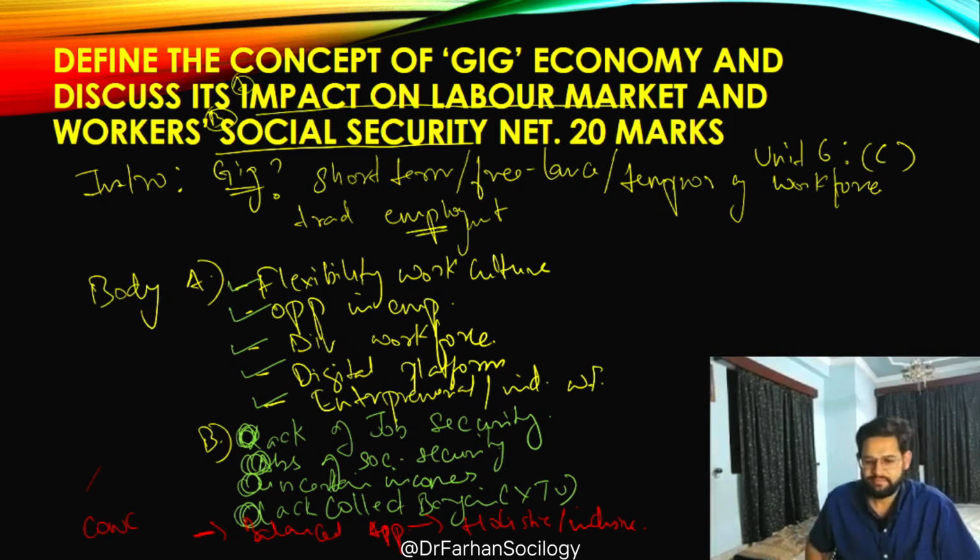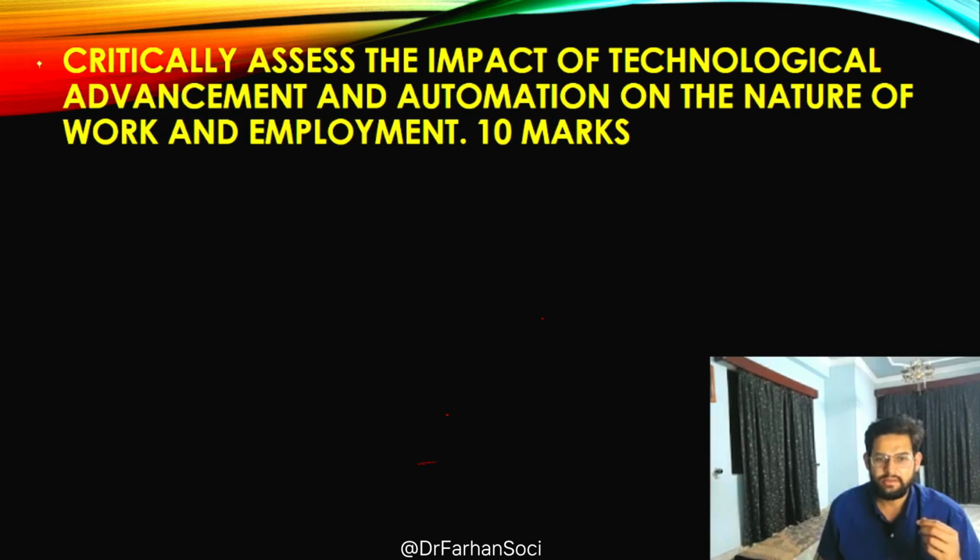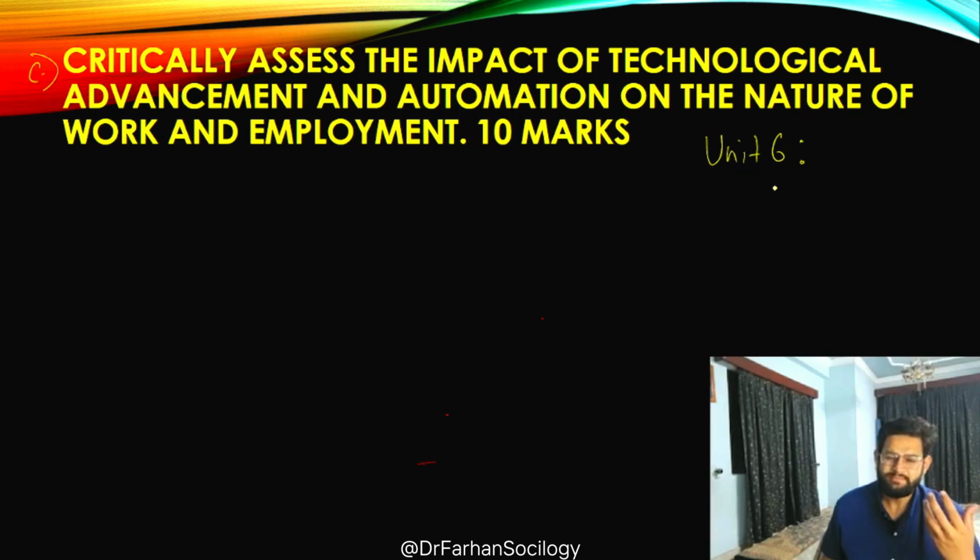Looking at the third question that we are having: critically assess the impact of technological advancement and automation on the nature of work and employment. The question is basically, let's try to understand which part of the syllabus it is coming from. This question is coming from the sixth unit that we are having, economy and social life, economy and work life, and it has been taken from the first part that we are having.